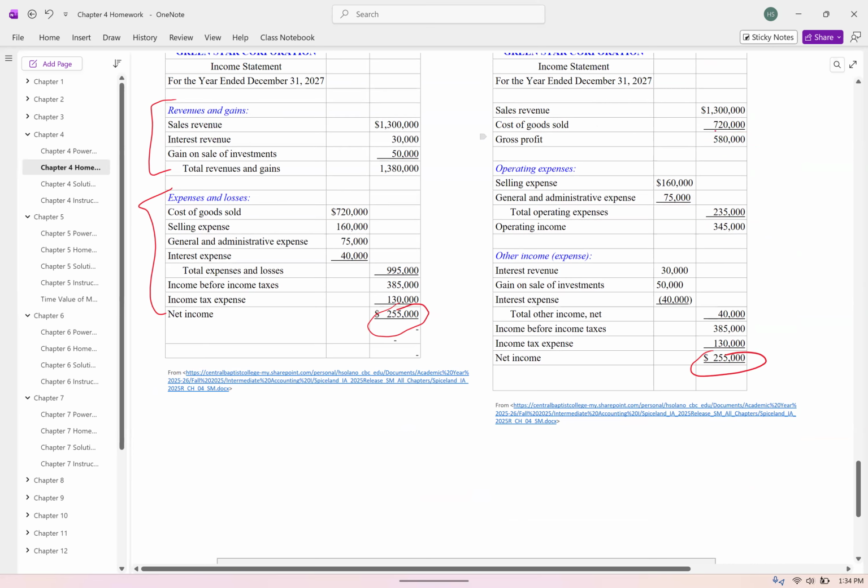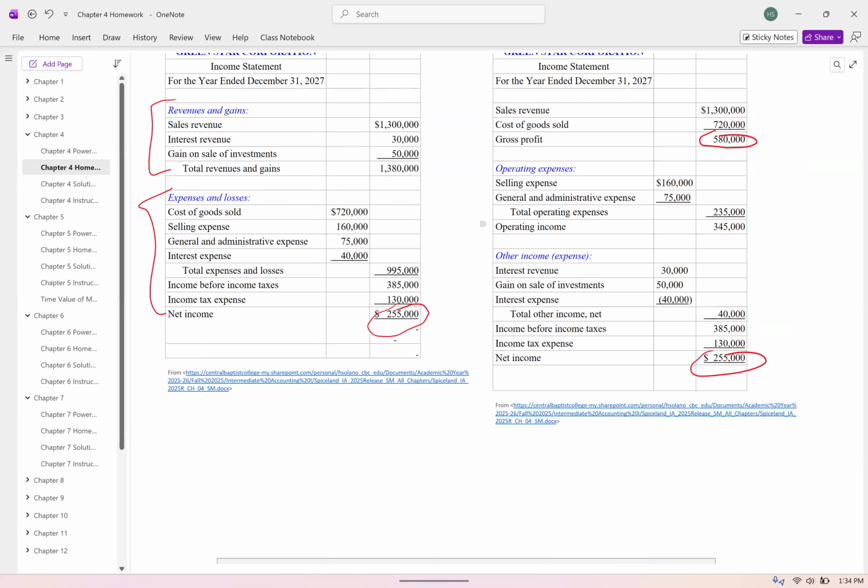But here we got gross profit. That's a good number for us to look at. We have positive operating income. That's awesome. Then we're going to look at our total other income, and we're getting another number here, income before taxes. Okay. So you get a lot more information on the multi-step income statement than you do the single step.